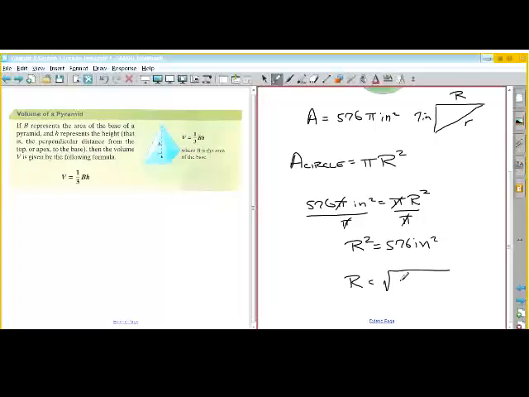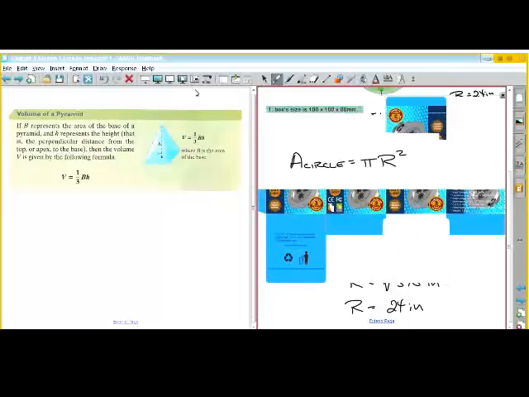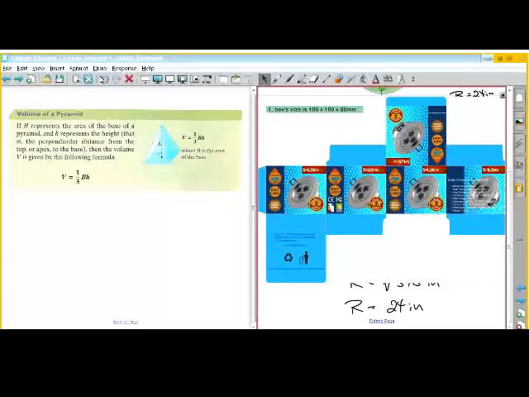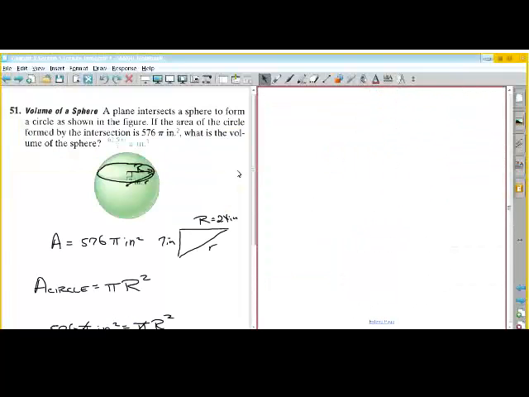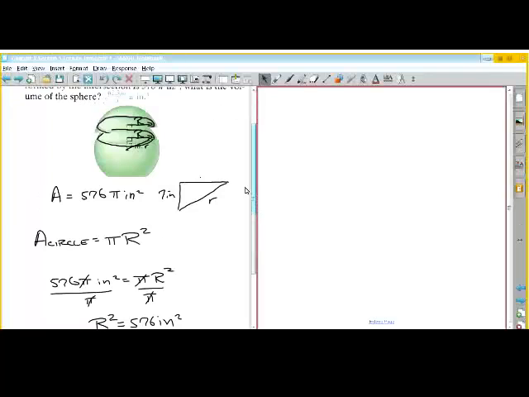And then you can take the square root of both sides. The square root of a product is the product of the square roots. So I would take the square root of 576, and I would get 24. And the square root of inches squared is inches. So that's the radius of my circle, 24 inches. Then what I can do, add page, there we go.